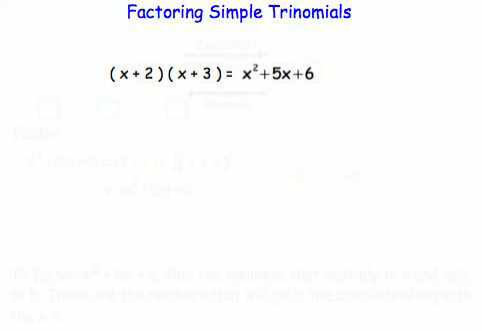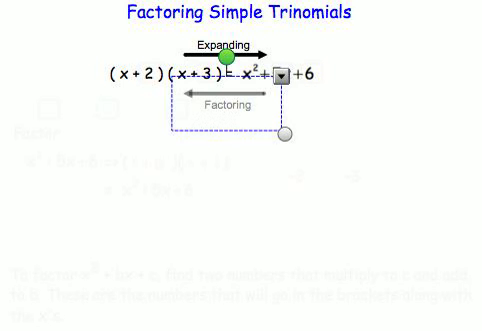This tutorial will look at factoring simple trinomials. A simple trinomial is a trinomial of the form x squared plus bx plus c. In other words, the coefficient of the x squared term is 1. We've already looked at how to expand two binomials, multiply one by the other, take everything in one of the binomials and multiply it by everything in the other. Today we're going to focus on factoring, which is going backwards.